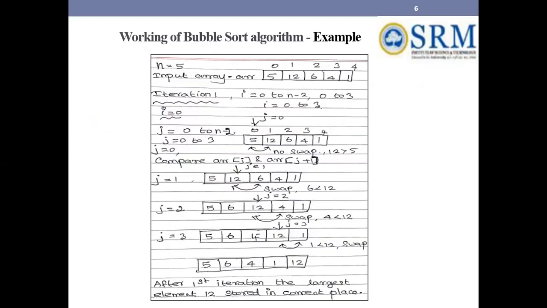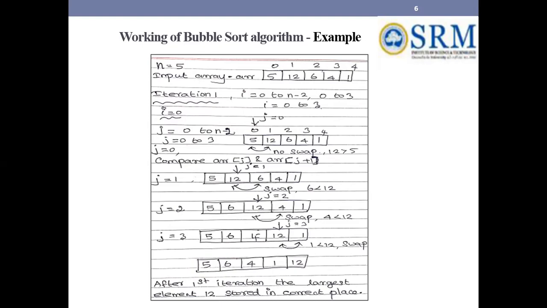I am taking n equal to 5. There are 5 elements in the array, and the index ranges from 0 to 4. The input array name is ARR. In the first iteration, what's the range of i? i is used for the outer for loop. So i is the number of iterations. i represents the current iteration.